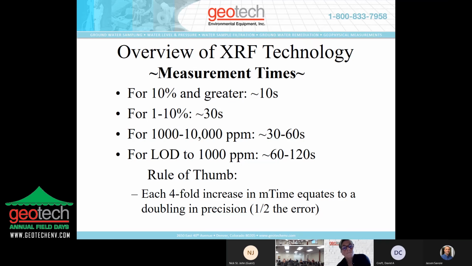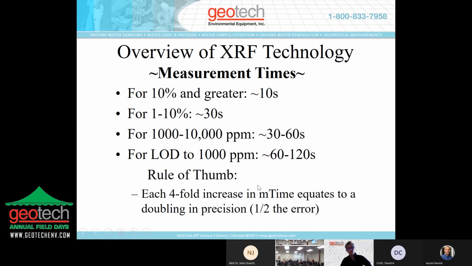But if you're down in lower numbers, all the way down to the limit of detection, you want to take an analysis that's at least 60 seconds long. So your measurement times are going to depend on your sample type. For alloys and elements that have great percentages in the sample, you can use a shorter sample time, as opposed to exploration in mining, where you're going to want to take longer readings, in the 60 to 120 second range.